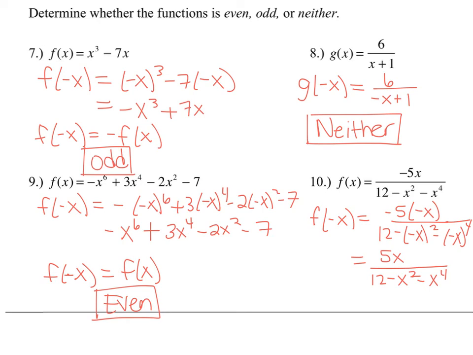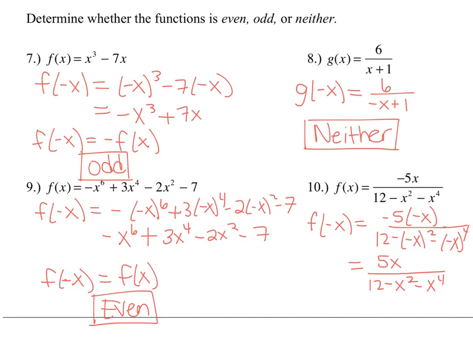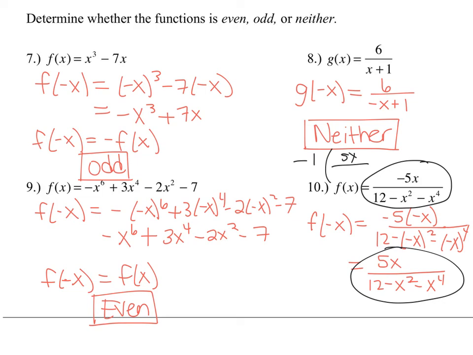So that means it would be considered odd, because if only the numerator switches, that means your sign has switched. This has the opposite sign as the original, because you could factor the negative out on the original and think of it as negative 1 times 5x over 12 minus x squared minus x to the fourth, which is the opposite of positive 5x over 12 minus x squared minus x to the fourth. So this one is odd.